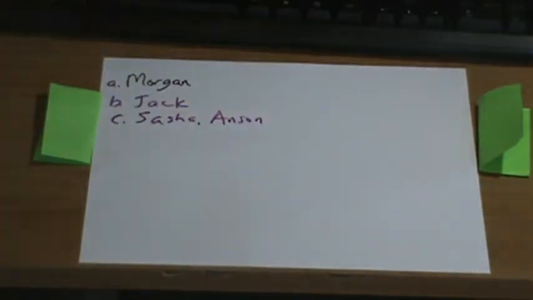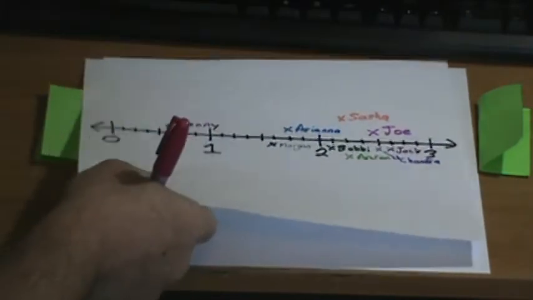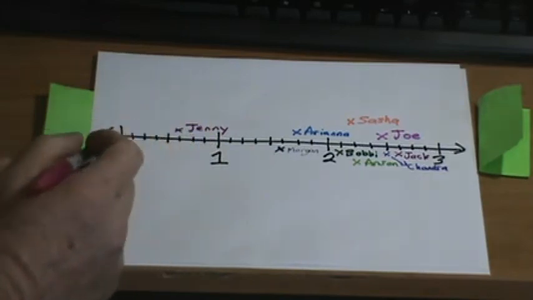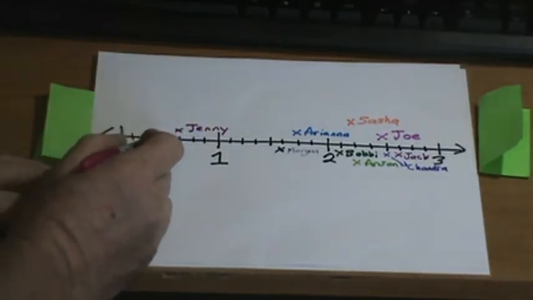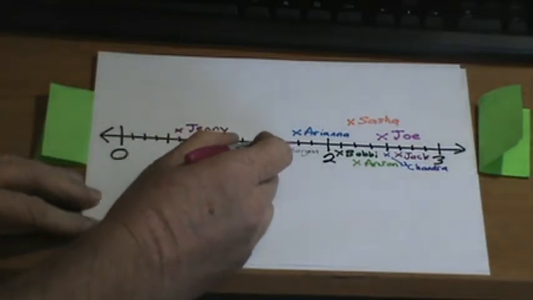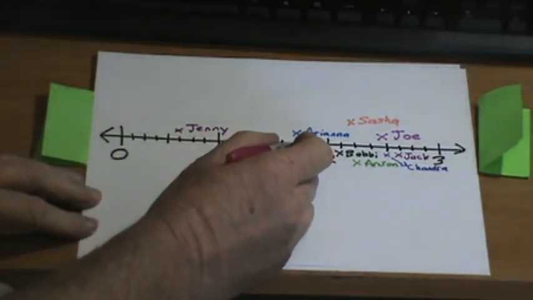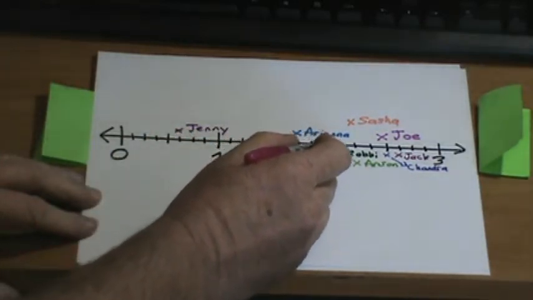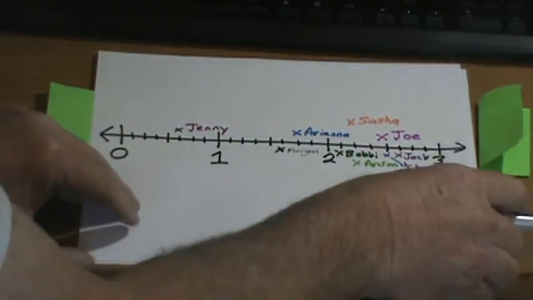Then, the second part of the question is, how many quarter miles did each student run? So we're not looking at eighths of miles, we're looking at quarters of miles. So let's count. 1, 2, 3, 4, 5, 6, 7, 8, 9, 10. So they ran 10 quarter miles.